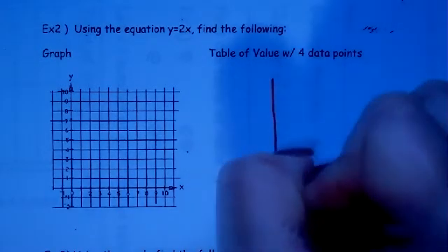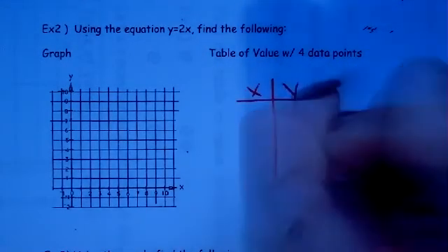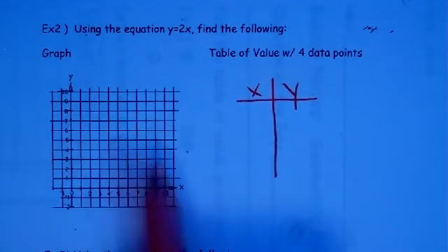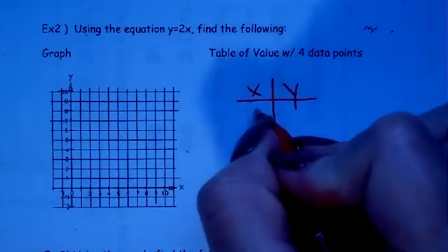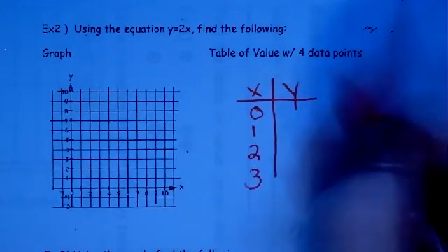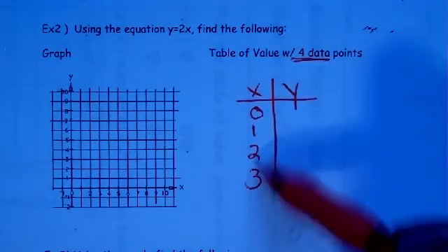Well, I'm going to start with my table. Okay. Now, I can pick any number for x I want to for my table. But I'm going to pick numbers that fit on my graph paper and numbers that are easy to work with. So the numbers I'm going to pick are 0, 1, 2, and 3. It says I need how many of them? 4. There's 1, 2, 3, 4 numbers.